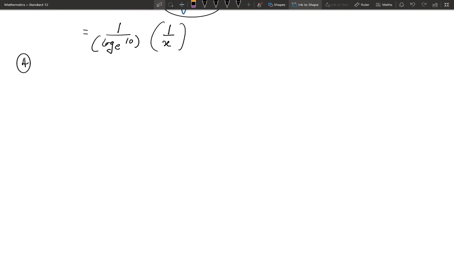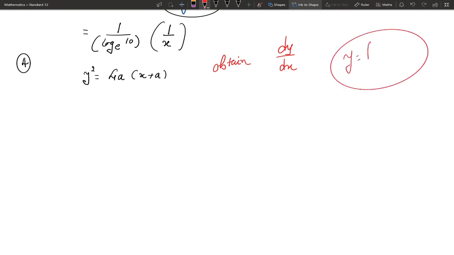And if base is not mentioned, then we assume that base is e. Now, y square equal to 4a into x plus a. Question is: obtain dy by dx. So whenever y is a function of x, here x is independent, y is dependent.